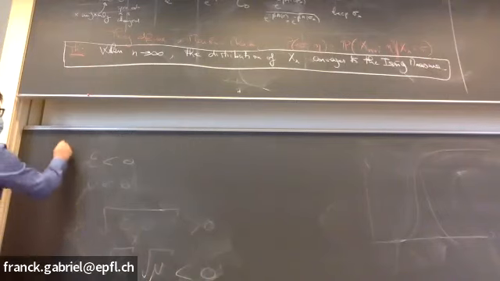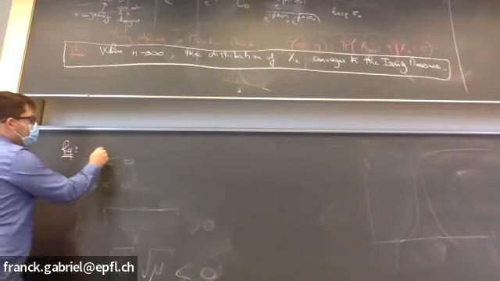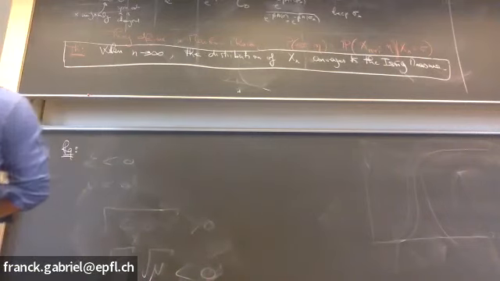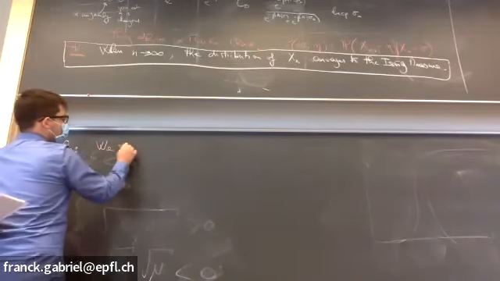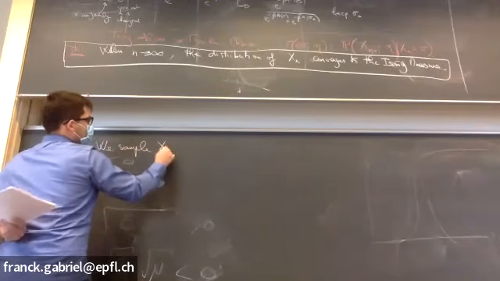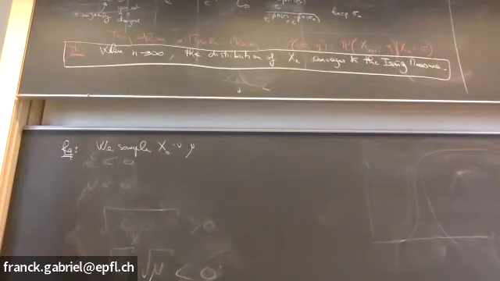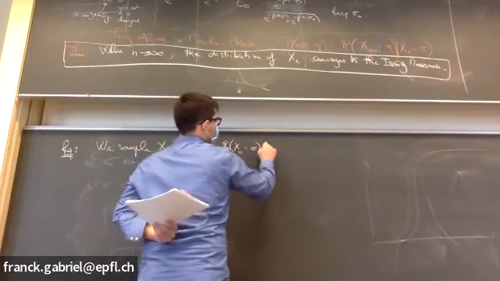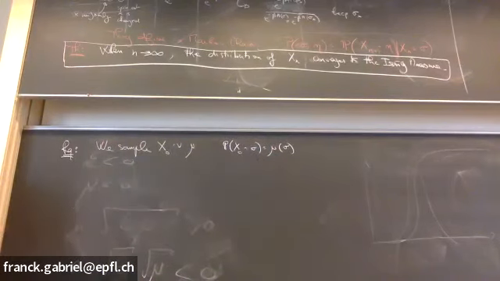Okay, so another way to say that, a little remark. At the beginning, I need to initialize my algorithm. So I'm going to sample x0 according to a certain measure mu, which means that the probability that x0 is equal to sigma is equal to mu of sigma. Okay.